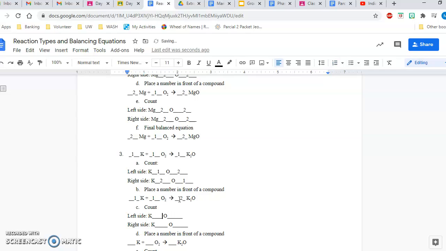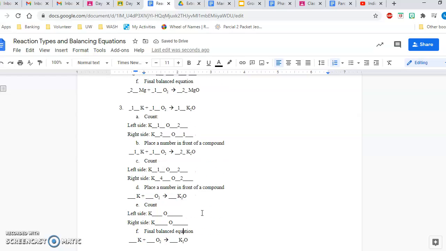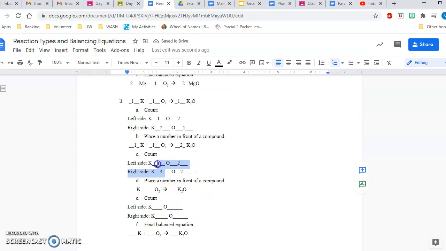So our left side's going to stay the same. We have 1 K and 2 O's. Our right side's going to change. We have 4 K's. We have 2 times 2 to get 4. And we have 2 O's. 2 times 1 is 2. Great, we have our O's balanced, but now we need to balance our K's.